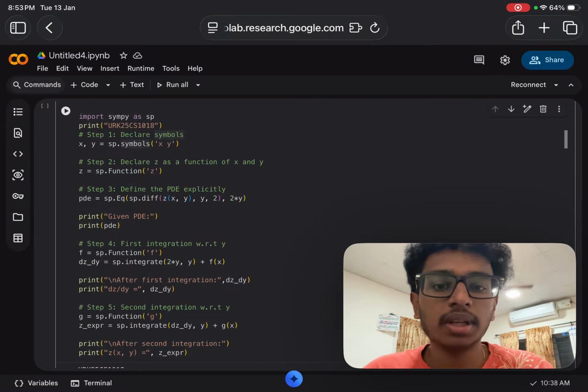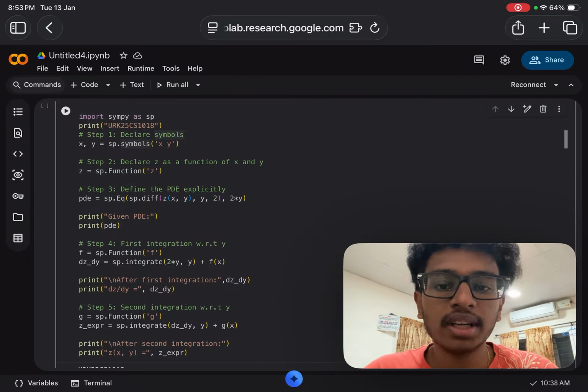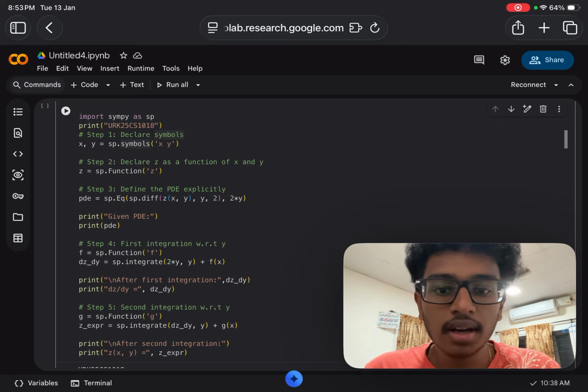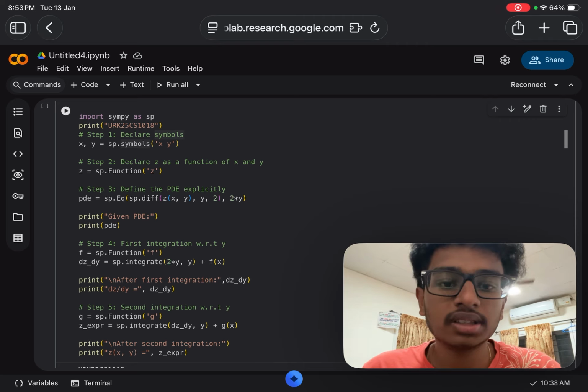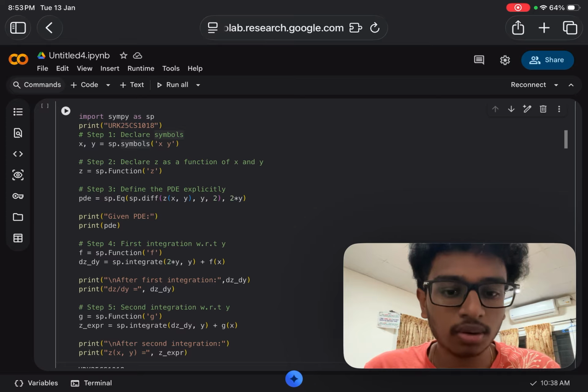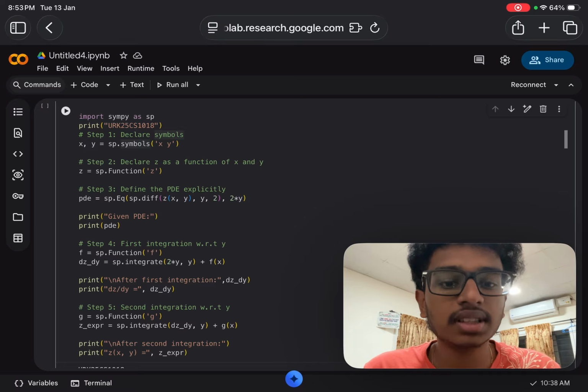The given PDE is ∂²z/∂y² = 2y. This equation means that the second partial derivative of the function z with respect to the variable y is equal to 2y. Here z is not a normal single variable function. Instead, it depends on two variables x and y. So we write it as z = z(x, y).